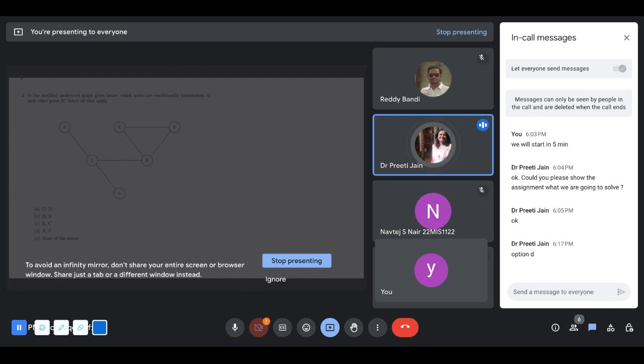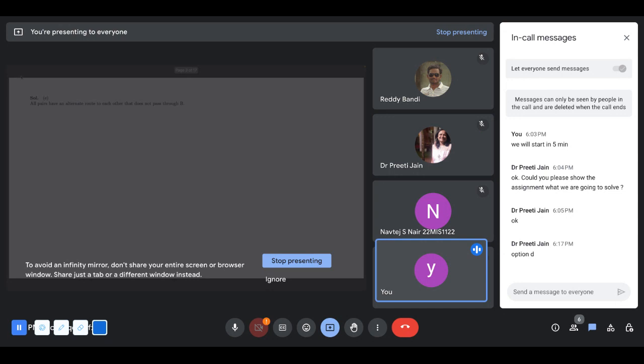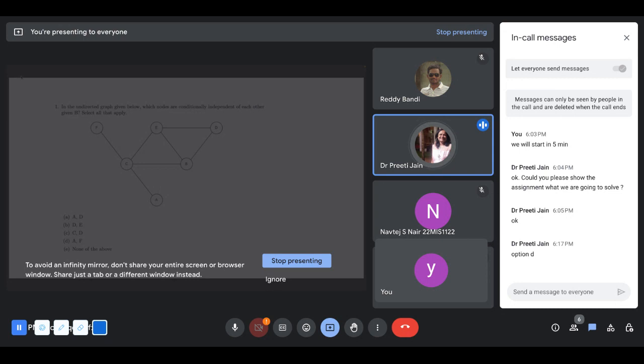There has to be no path between the nodes. If you want independence, there shouldn't be any path. Then A and F, there is no path via B, no? Which one? A and F, there is no path via B, no? No, it's not about B.